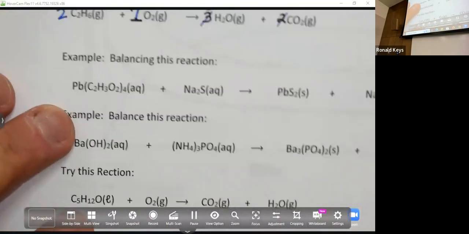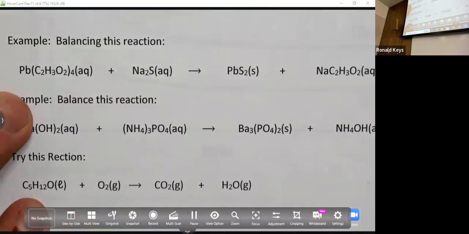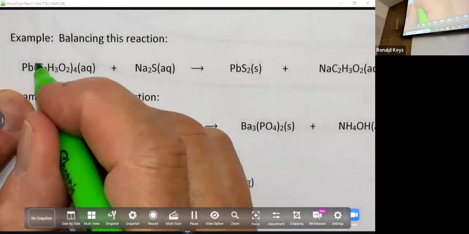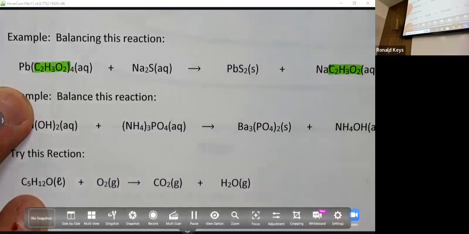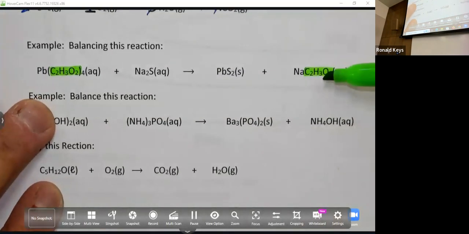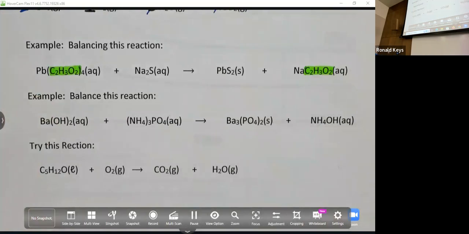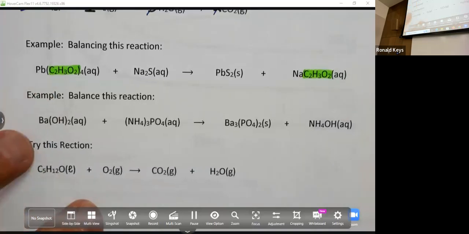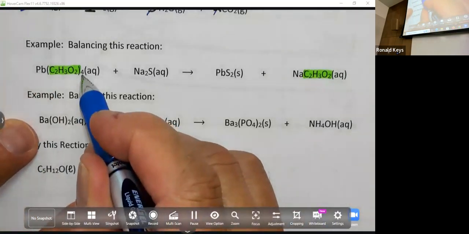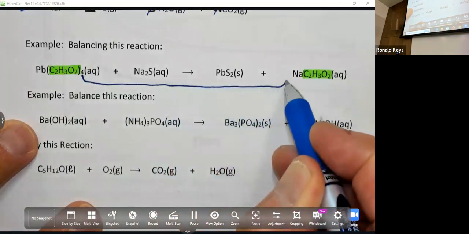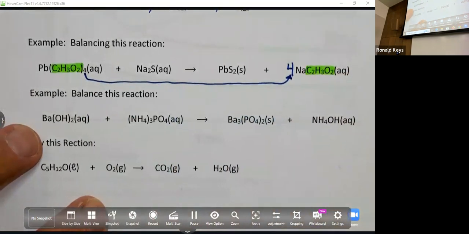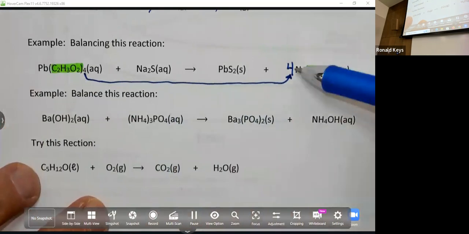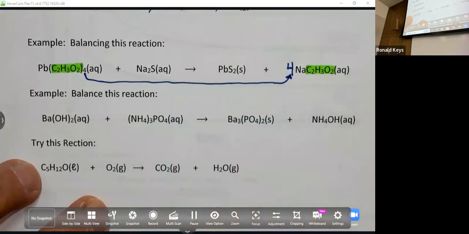The next one has polyatomic ions in it. Here's acetate here and acetate here. We're going to balance them as one unit, and that's going to take care of carbon, hydrogen, and oxygen all together. So with this 4, there's 4 acetates here. There's only 1 over here. So we're going to put a 4 here. So we want to do that first, polyatomic ions.